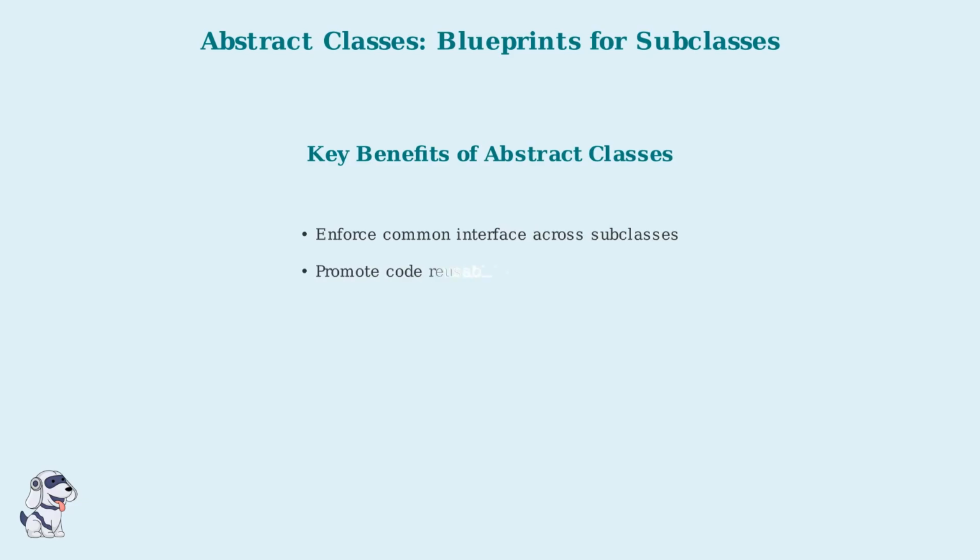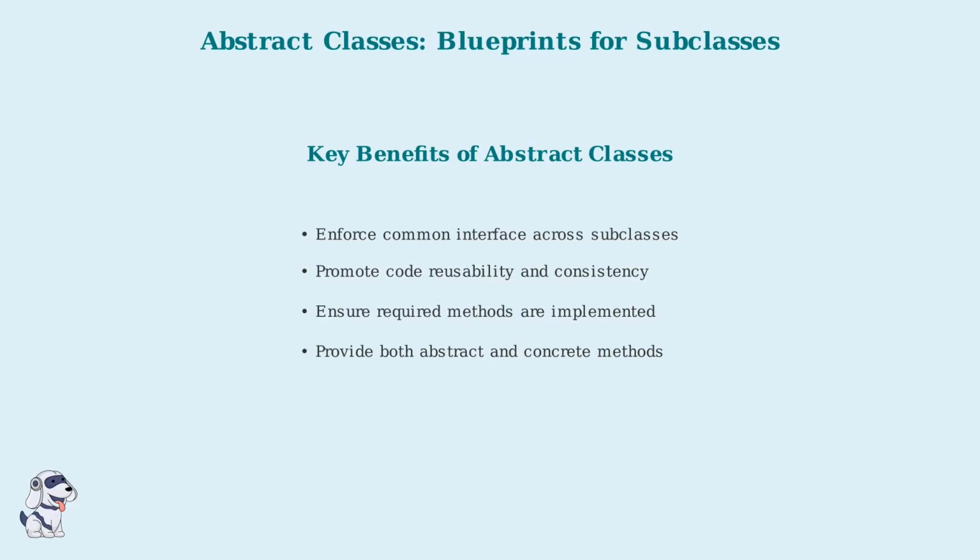Abstract classes provide several key benefits. They enforce a common interface, promote code reusability, and ensure that subclasses implement required methods. Abstract classes are essential blueprints in object-oriented programming, providing structure while allowing flexibility in implementation.